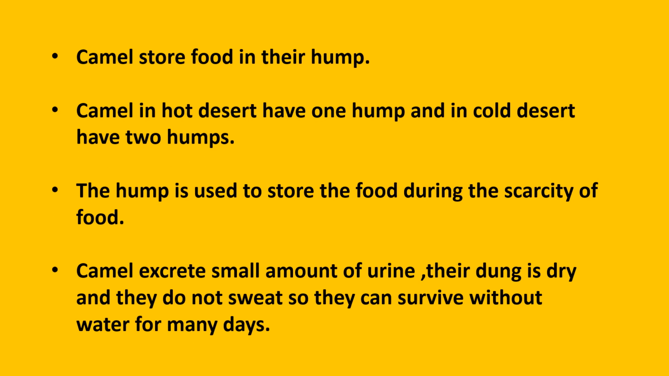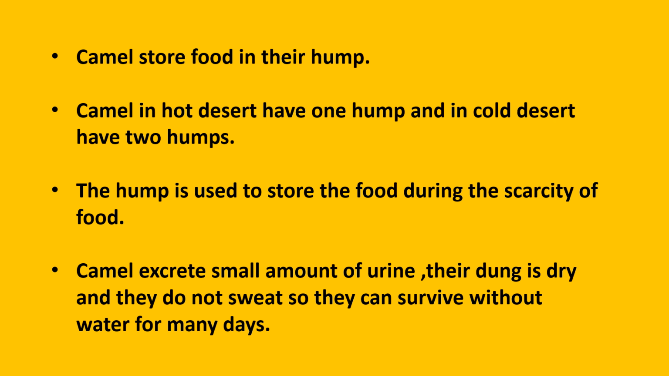Camels store food in their hump. Camels in hot deserts have one hump and in cold deserts have two humps. So there is a difference between camels in hot deserts and camels in cold deserts: in hot deserts the camels have one hump and in cold deserts they have two humps to store food.